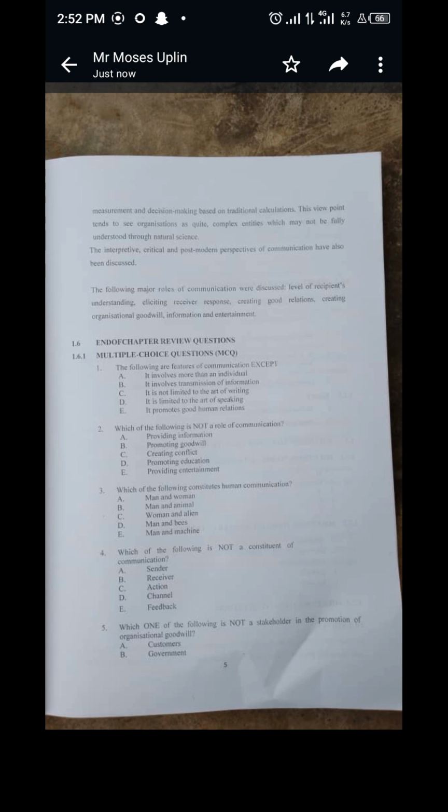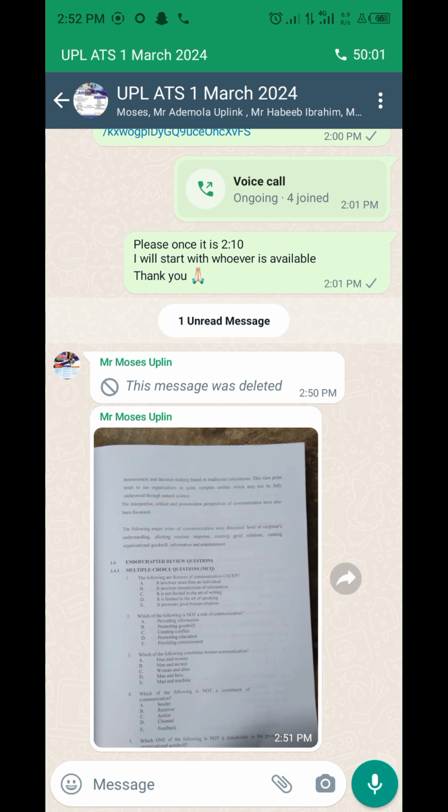They said, which of the following is not a constituent of communication? I can see it well now. Do you know the meaning of constituent? No, ma. Constituency is an electoral district. No, don't worry, I will explain it to you in my slide.